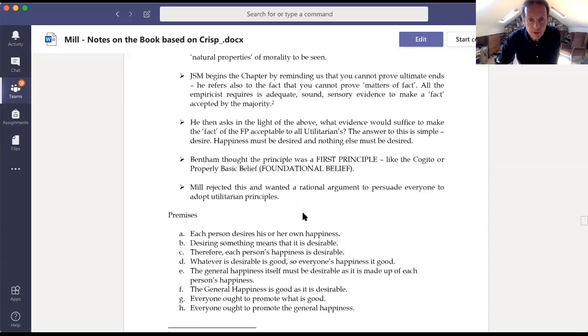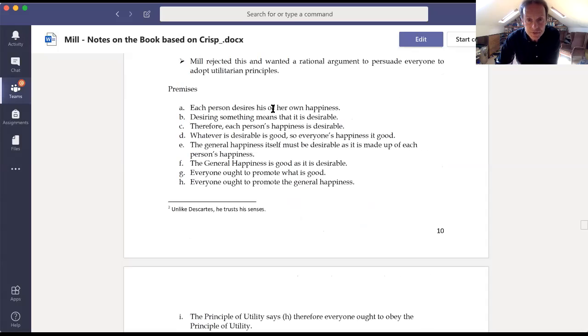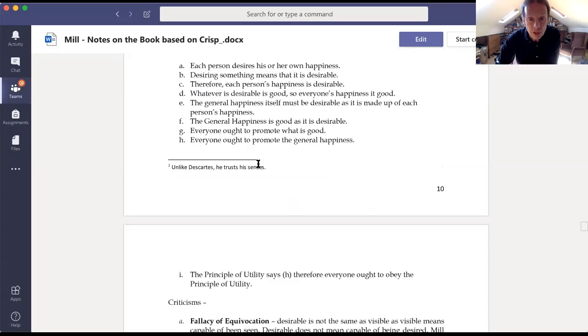And he summarizes this here in this argument: each person desires his or her own happiness. Just observe people, that's what they do. Desiring something means that it's desirable. Therefore, each person's happiness is desirable. Whatever is desirable is good, so everyone's happiness is good. The general happiness itself must be desirable, as it's made up of each person's happiness. The general happiness is good as it's desirable. Everyone ought to promote what's good. Everyone ought to promote general happiness. The principle of utility says that everyone ought to obey the principle of utility.